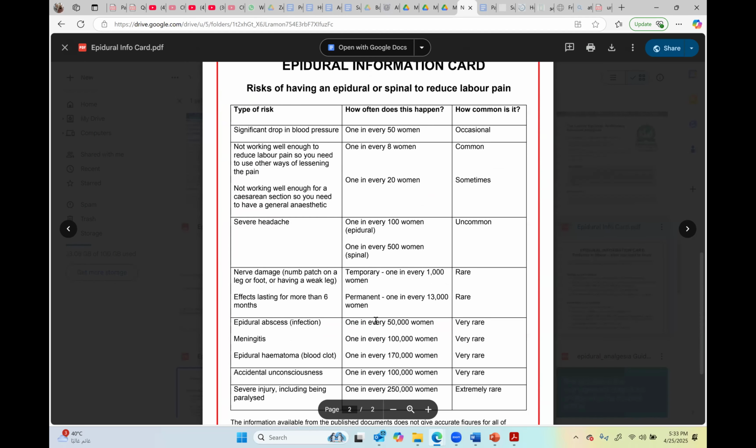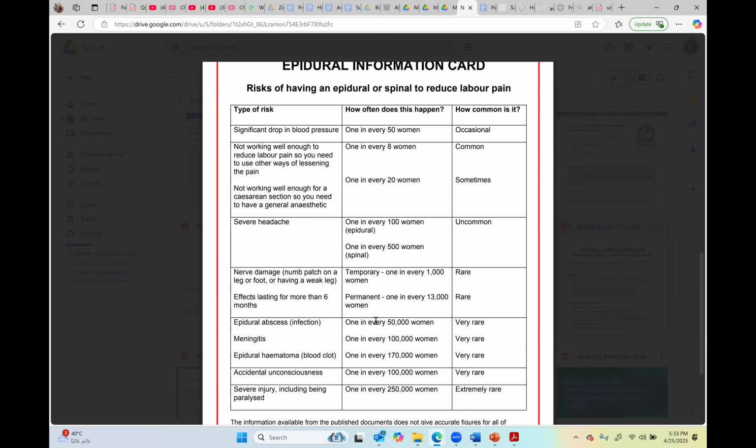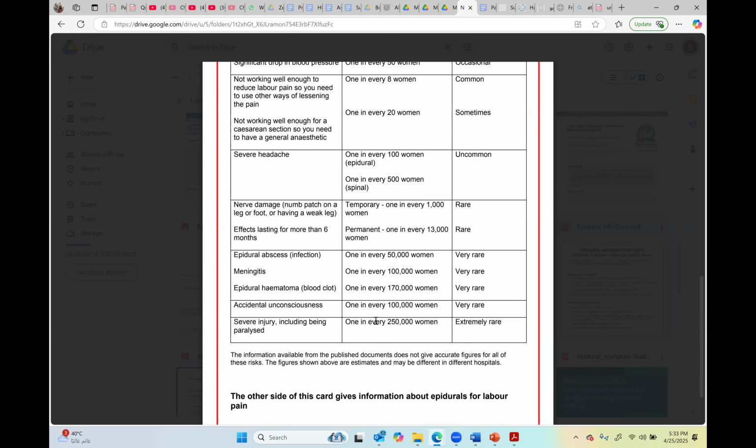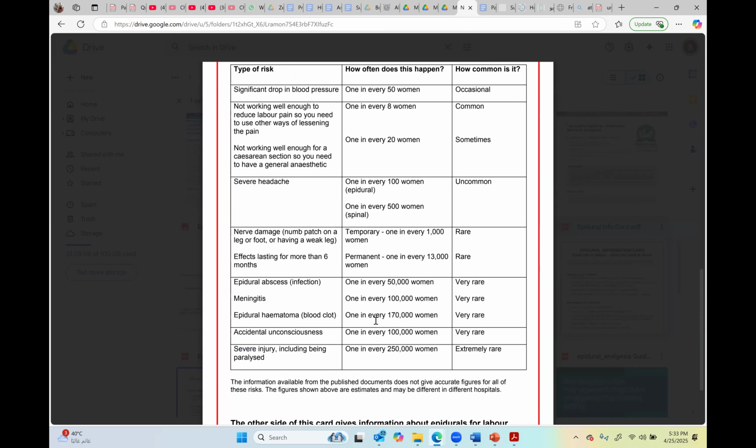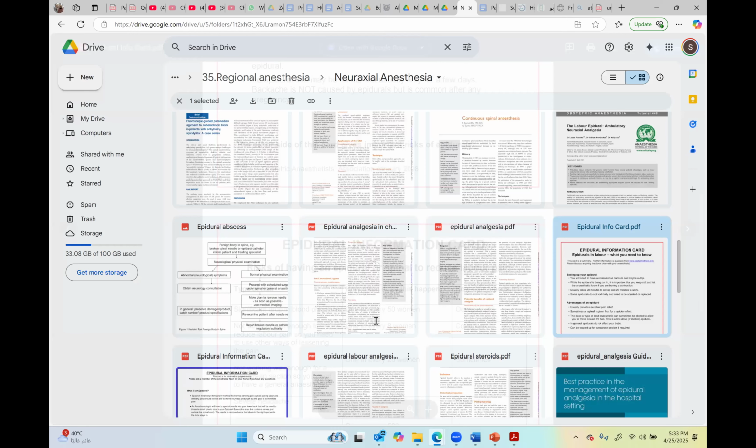Yes. 1 in 50 hypotension, 1 in 10 partial or incomplete block. 1 in 100 headache, 1 in 1,000 temporary nerve damage, 1 in 13,000 permanent nerve damage, epidural abscess 1 in 50,000. Meningitis 1 in 100,000, and around 1 in 200,000 it's epidural hematoma. So you should know about the incidence of these things. It just struck my mind.